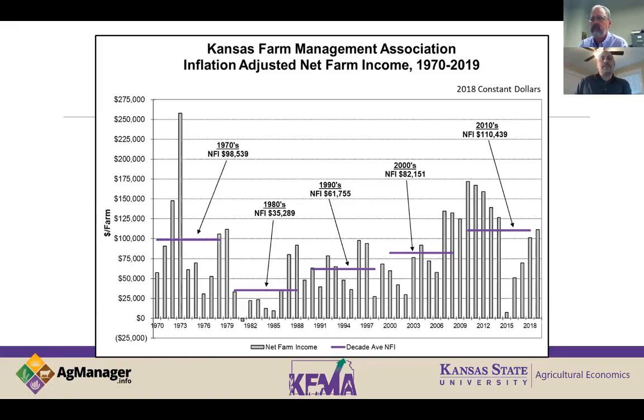You'll notice that 1973 is a spike there. In 2018 dollars, that net farm income was 257,000. That was the average across the entire state. So pretty significant income for that year.